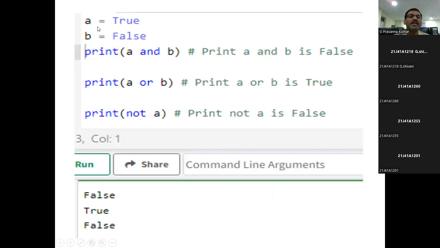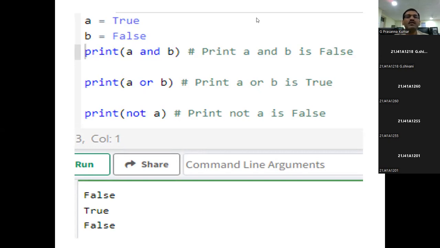Okay, for example, take A equal to true and B equal to false. We use A and B. That is, first is true followed by false. If we use both true, result is true. If either one is false, automatically output is false. Similarly, A or B. Here one condition is true. For that, output is true. Next, not of A. A is true. Not of A, the output is false.